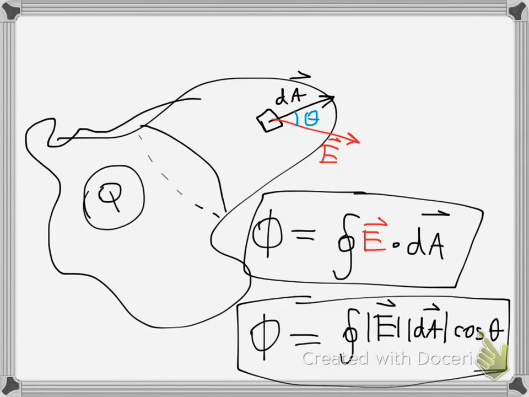So these are two formulas for the flux. They're actually the same thing. Remember, dA is this little tiny piece of area. So that's what I wanted to introduce, electric flux. And next time we're going to introduce Gauss's law.